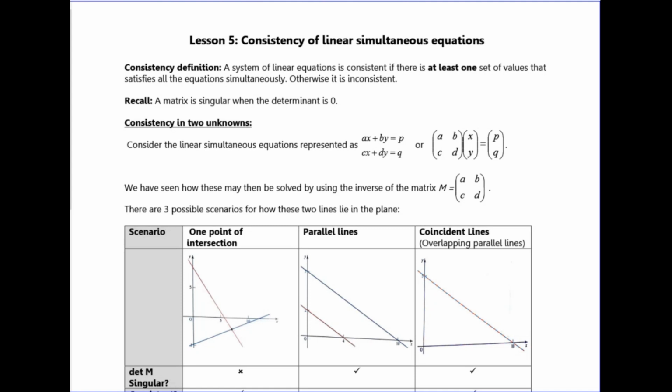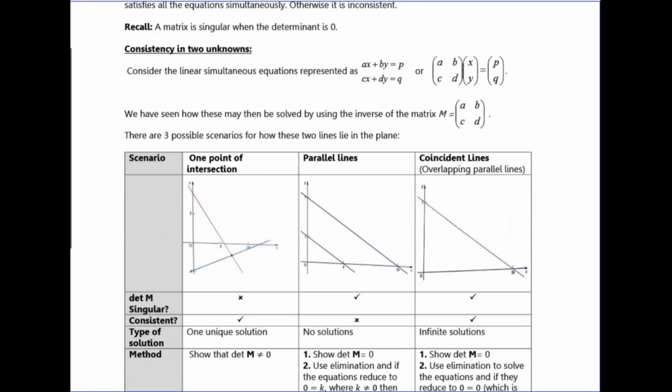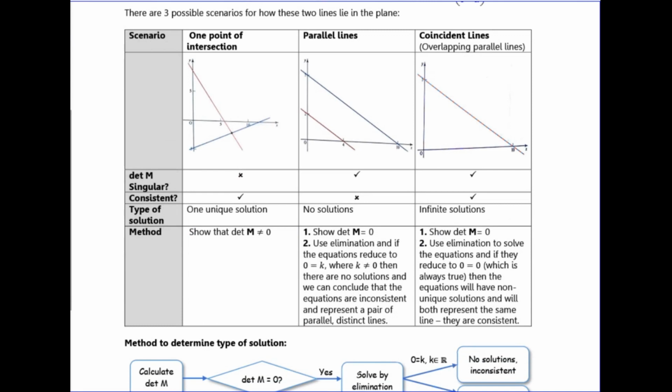We're going to start off talking about equations in two unknowns though, so just linear simultaneous equations in terms of x and y. Graphically, these are the three options that you can have for these straight lines. So most of the time, if you've got two straight lines in two dimensions, they will meet at a single point, and we'll say that's one unique solution.